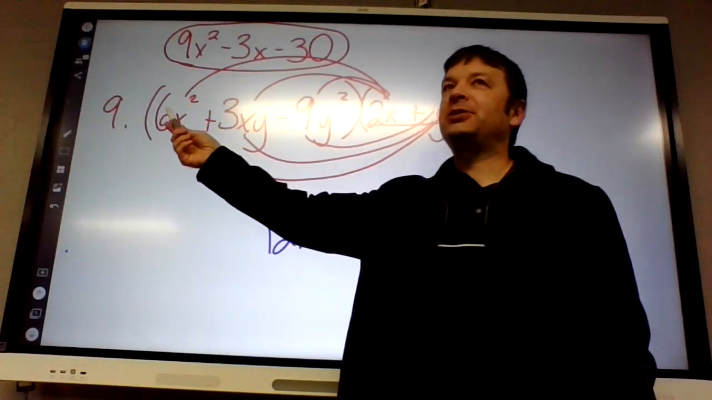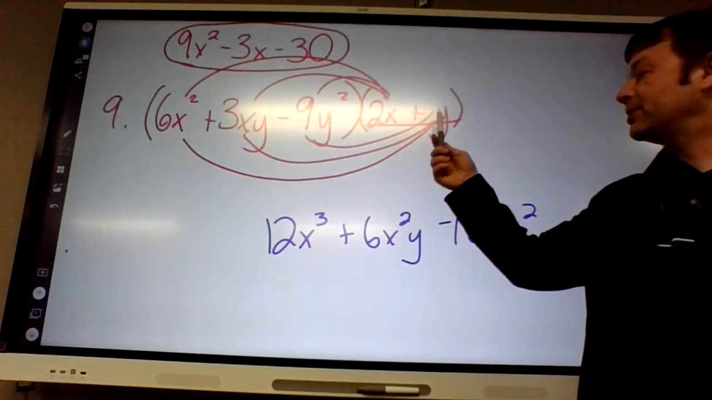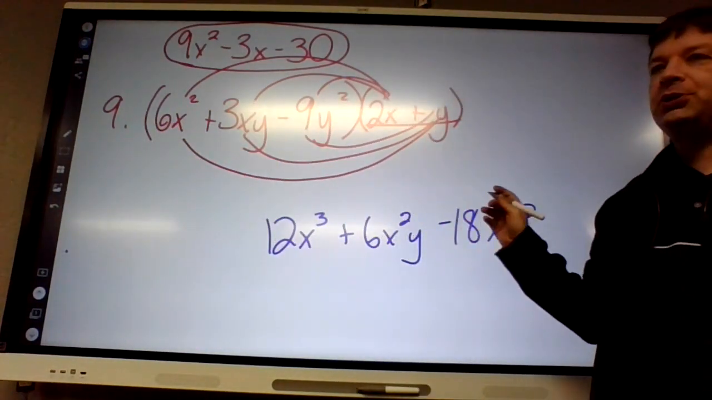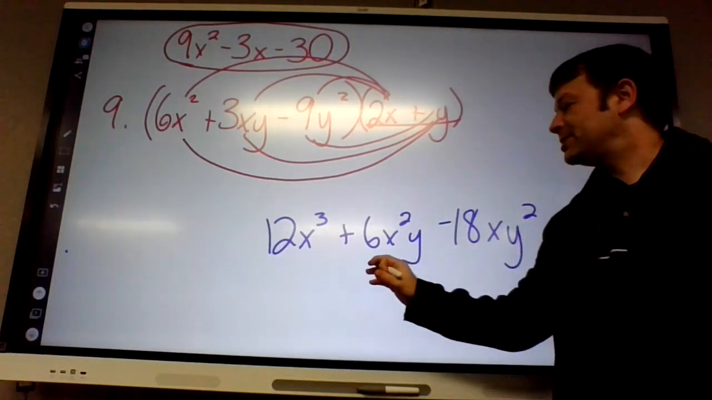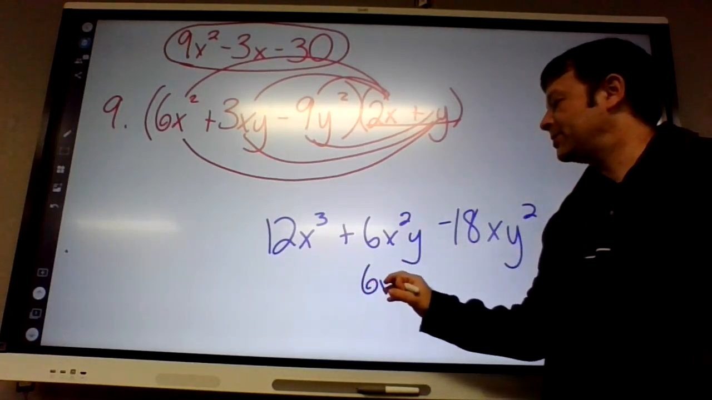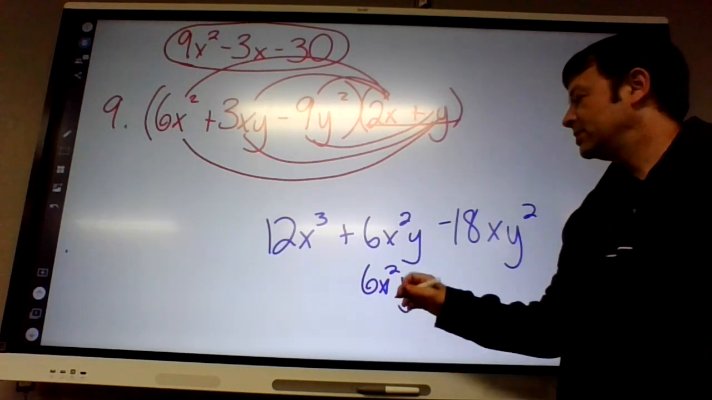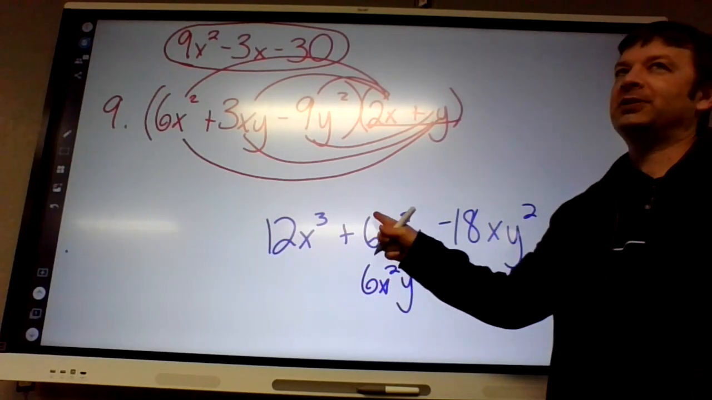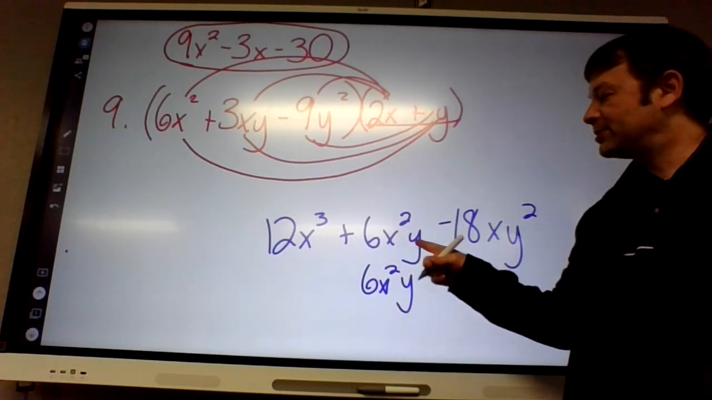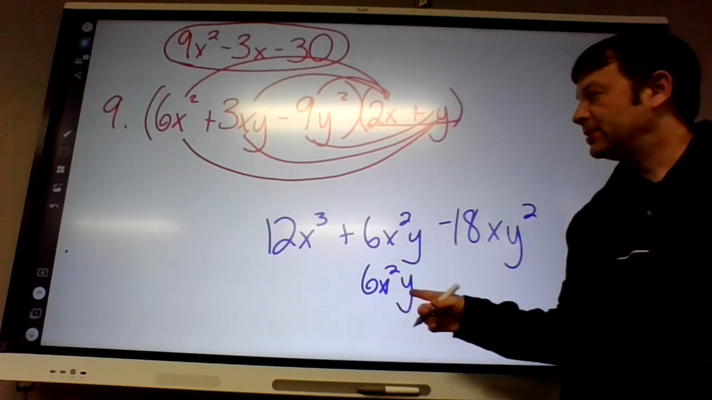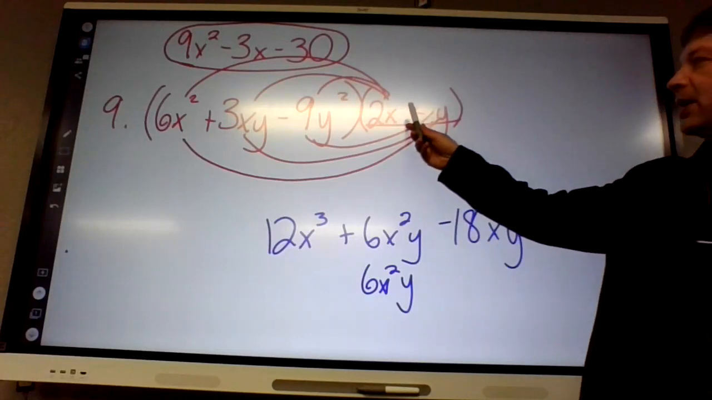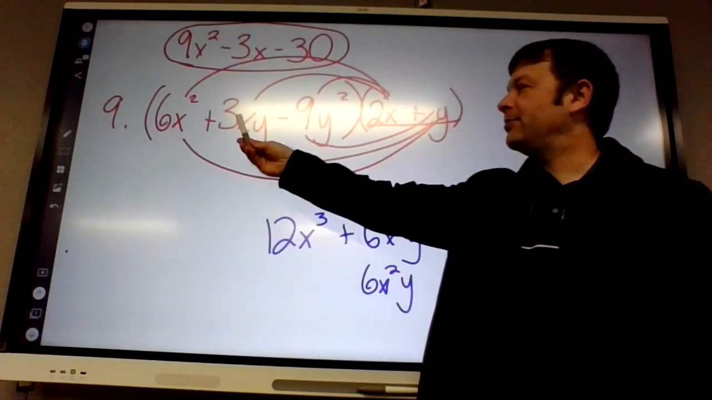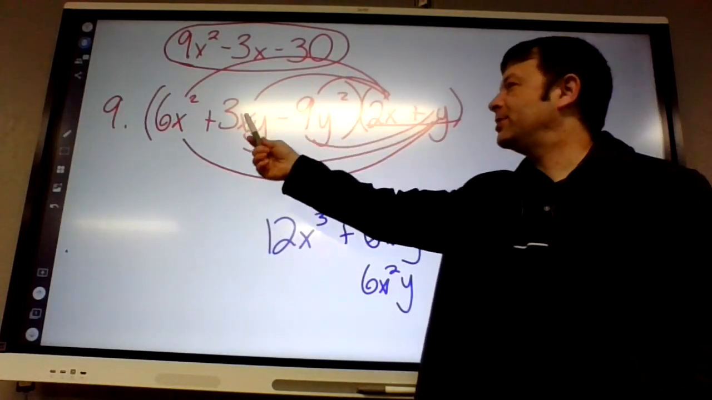So what's 6x squared times y? 6x squared y. Okay, instead of writing it out here, right underneath, I'm going to stack it with the other like terms. Notice this is an x squared y, not because of the 6, but because these are x squared y's. They just happen to be identical. Coincidence. Okay, and then 2x times y times the middle term.